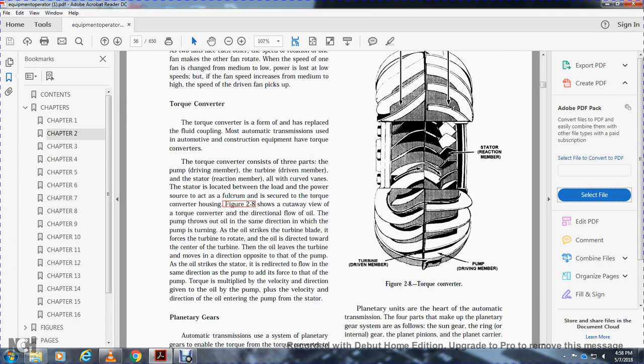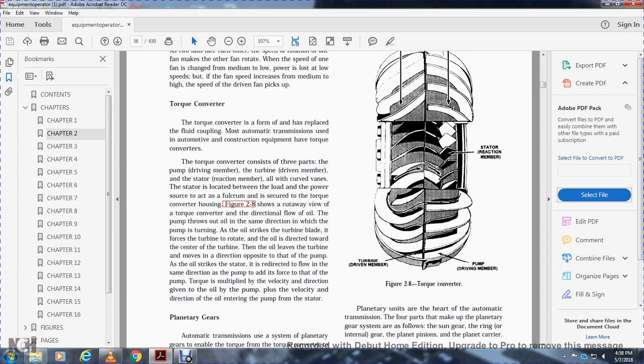The torque converter has replaced the fluid coupling in most automatic transmissions of automotive and construction equipment. The torque converter consists of three parts: the pump, the driven member; the turbine, the driven member; and the stator, the reaction member. All have a curved vane structure located between the load and power source, secured within the torque converter housing.